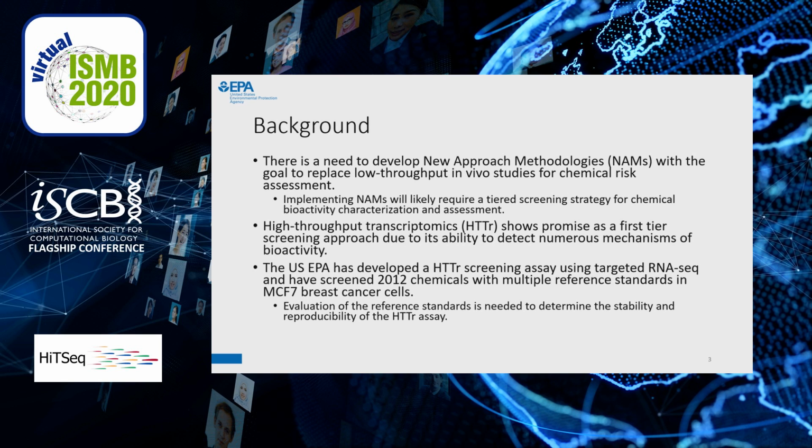The primary motivation for this work revolves around the push to develop new approach methodologies, or NAMs, for chemical safety and risk evaluation, with the goal to replace existing low-throughput in vivo methods with high-throughput and high-content in vitro assays. High-throughput transcriptomics, or HTTr, shows promise as a first-tier screening approach due to its ability to detect numerous mechanisms of bioactivity, and the U.S. EPA has begun development of an HTTr screening assay using a targeted RNA-seq platform.